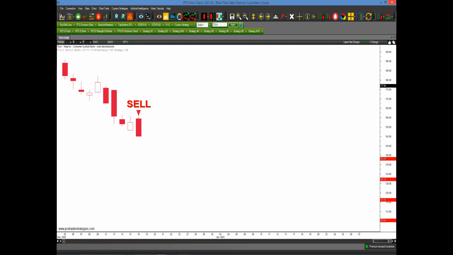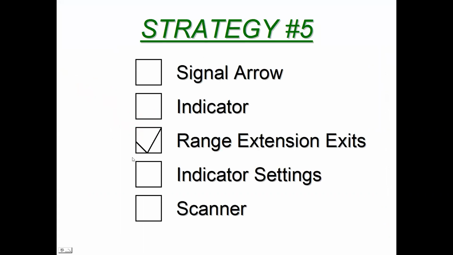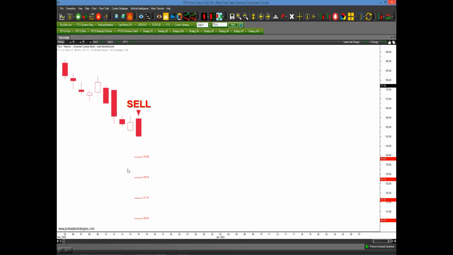Let's say you wanted to buy the puts or short the stock, and you say, but I don't know where to get out. How low can this go? Well, once again, click on our platform, the strategy number 5 tab, and then in the drop-down menu, click on range extensions. And we have, this time, 4 different levels. If you wanted to get in and out quickly, you use level 1 or 2. If you're more of a swing trader, level 3, and exit everything at level 4.